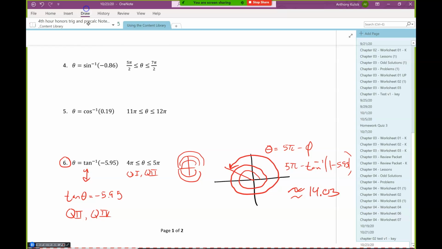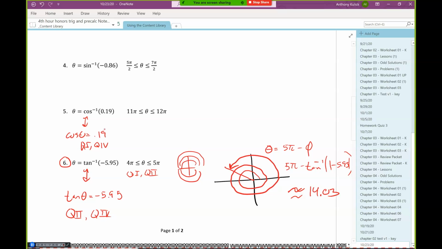So cosine theta is positive in quadrant 1 or quadrant 4, right? Because cosine is the x-coordinate. The x-coordinate is positive on the right-hand side. Is that okay? Is that what you said before, Delaney, or did I misunderstand you? I said it, and then I was like, oh, was that not what she said? I guess I was a bad listener.